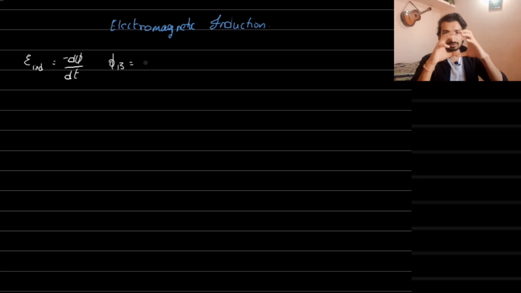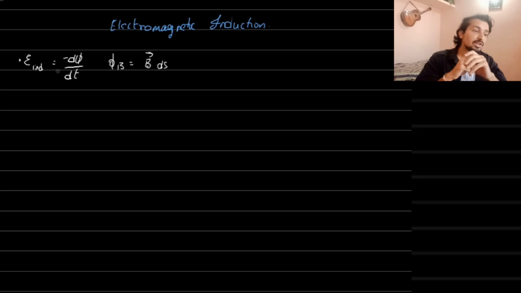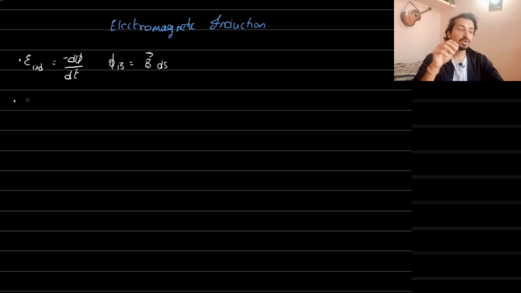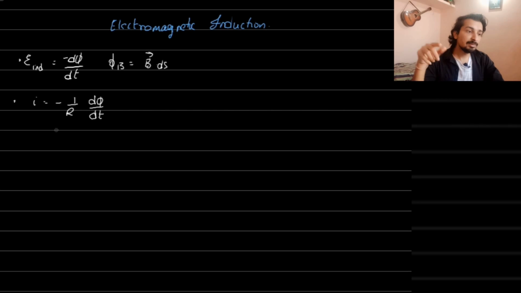Because the magnetic field lines through any area are changing, or the area itself is changing, in that situation an EMF is induced. So what is the current? Current is minus 1 by R, the resistance, into d phi by dt. You know V is equal to IR, or I is equal to EMF by R. So the EMF is minus d phi by dt. If you divide that by R, you get the current.